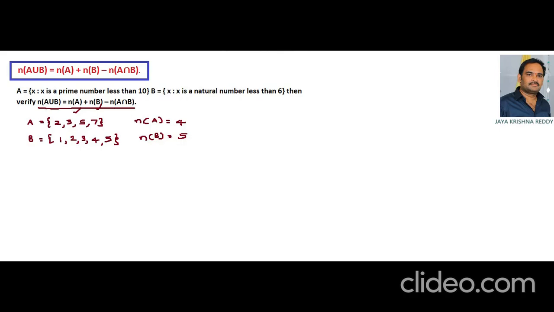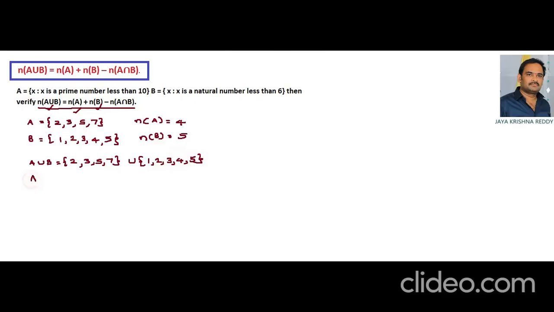Next we have to find n of A union B. To find that one, first we have to identify what is A union B. So A union B equals, first write the elements of set A, 2, 3, 5, 7, union, and B means 1, 2, 3, 4, 5.